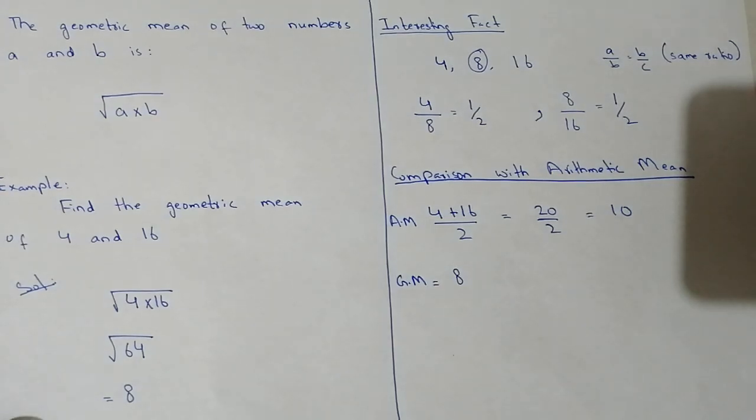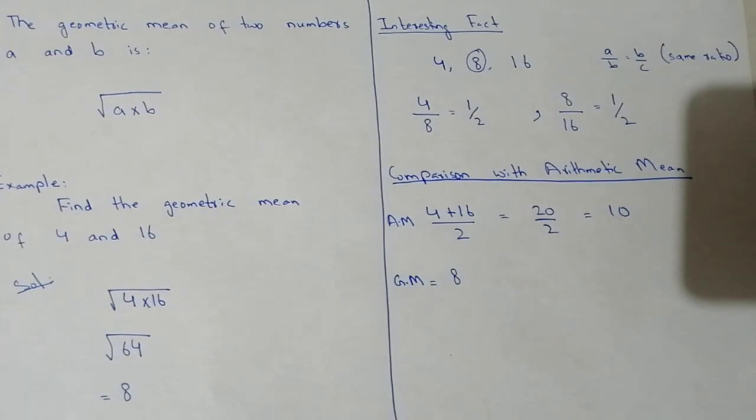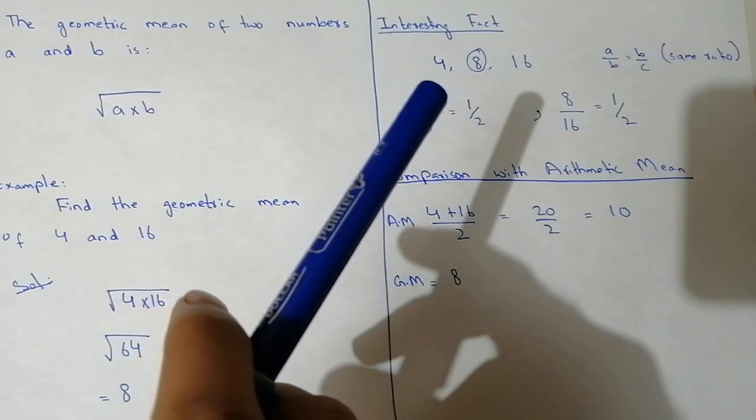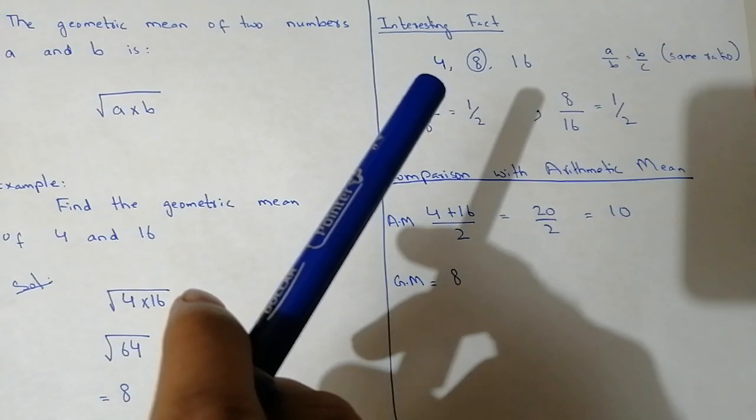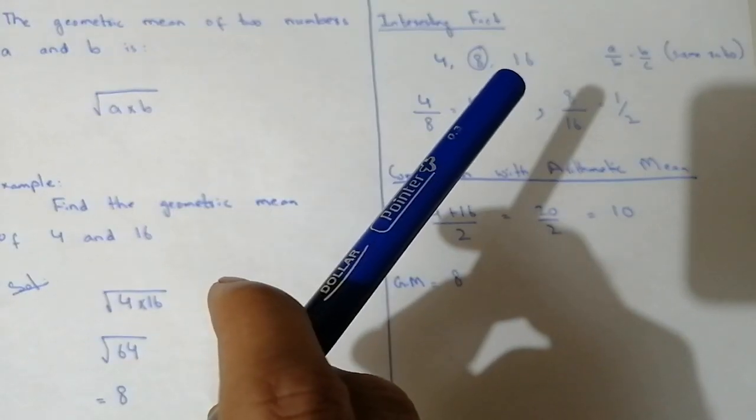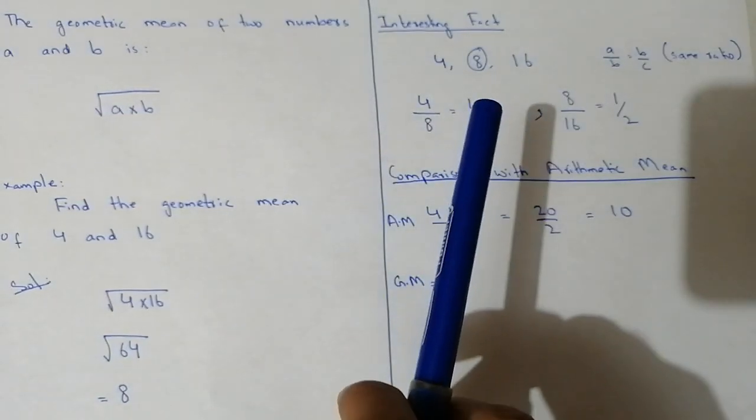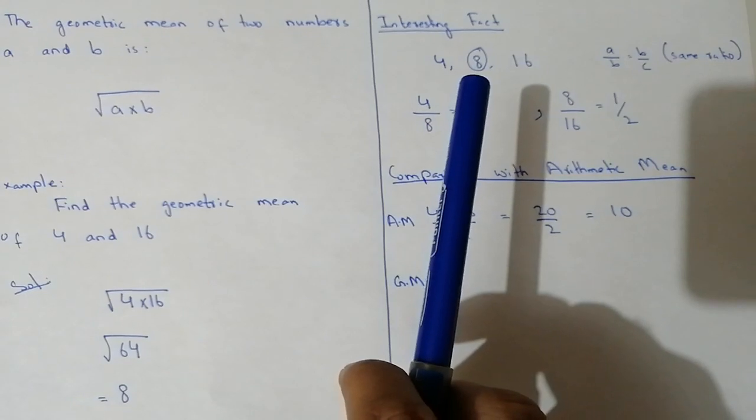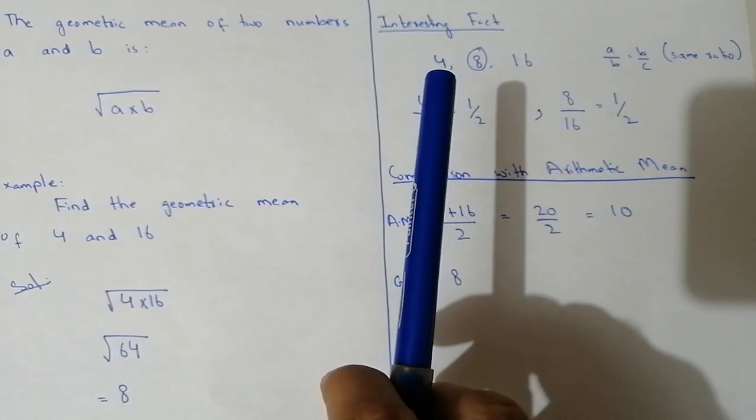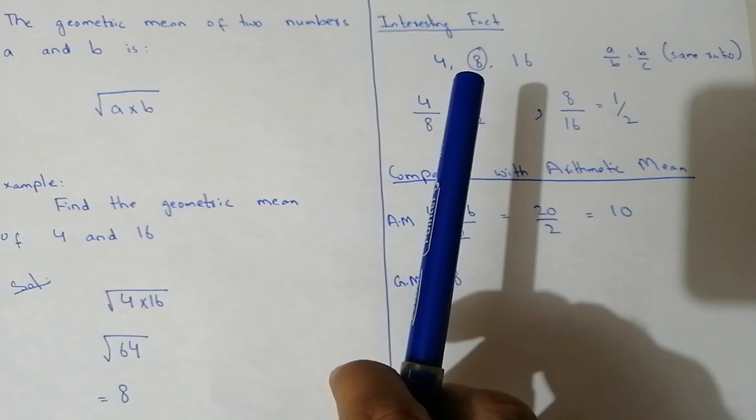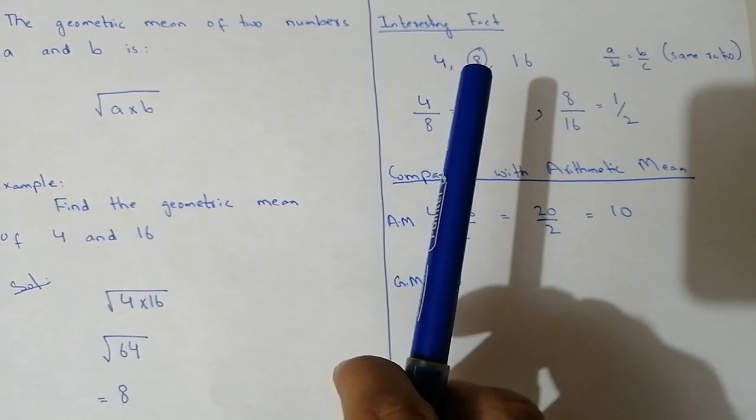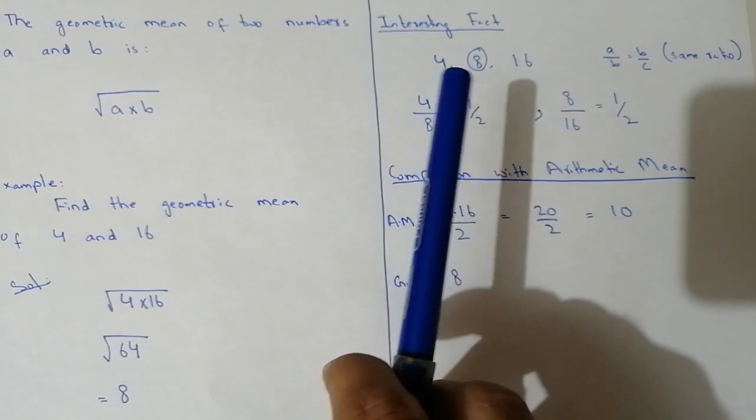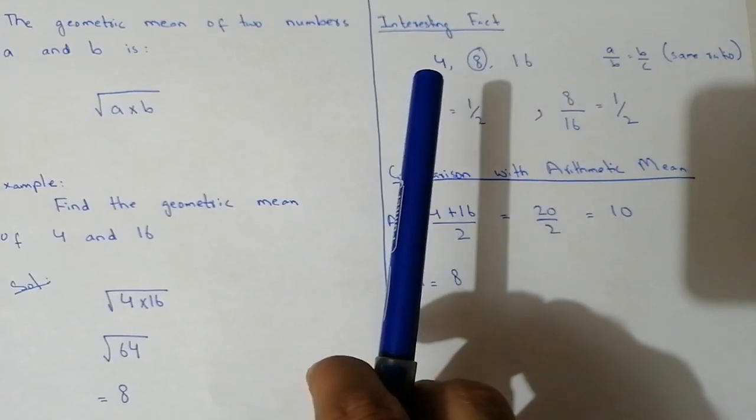Now we will learn a little bit of something new about the geometric mean. This is the interesting fact: the two numbers were 4 and 16. The geometric mean was 8. Now let's suppose 4 divided by 8 should be equal to 8 divided by 16. This is the interesting fact in the geometric mean.